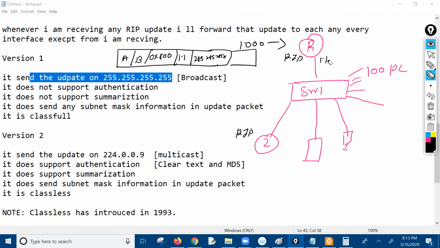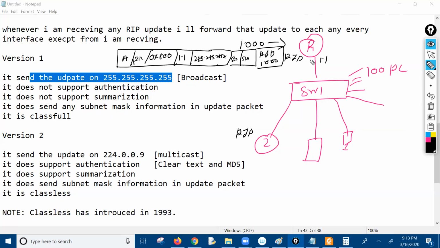right? Of course, destination MAC is also broadcast. And then after that, we have UDP, source port 520, destination port 520. Then we have the RIP information. In there is RIP information, we have update 1 or 0. This is what the packet looks like, right?